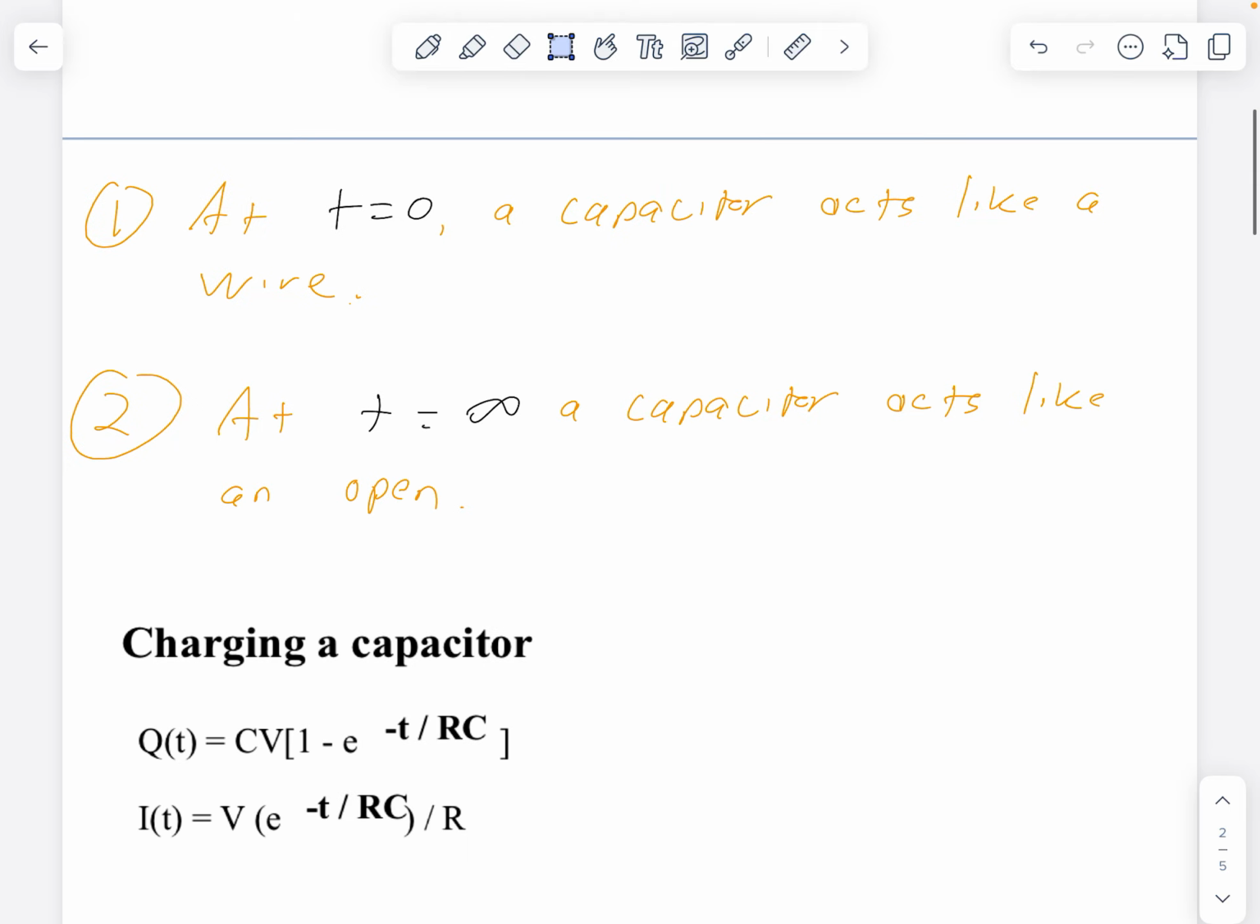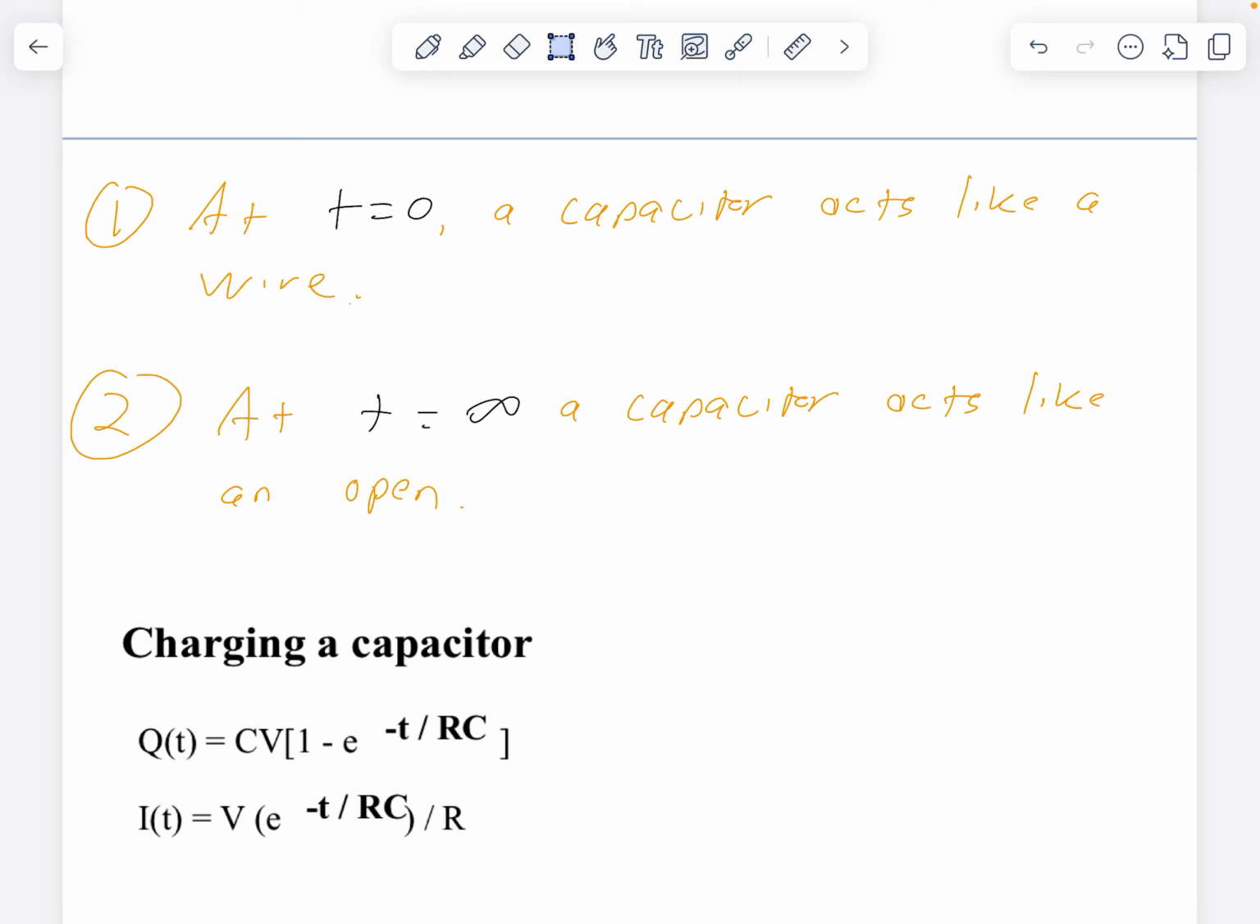All right, we've developed these equations for charging a capacitor. Before we put them to the test, I have two cheats that I like to use, ways to think about the behavior of capacitors. We're going to start with the two cheats, and then we'll talk through why they behave the way they do and what I mean by my two cheats.